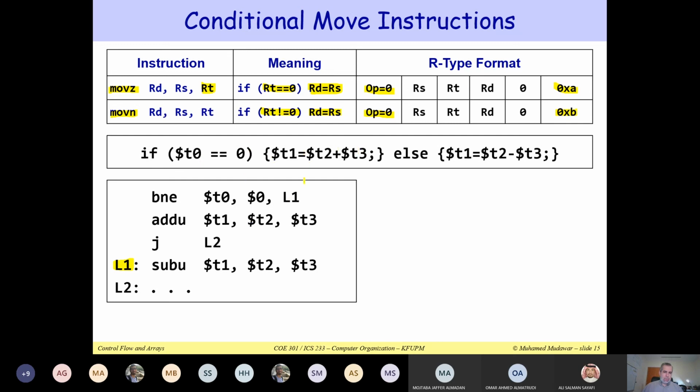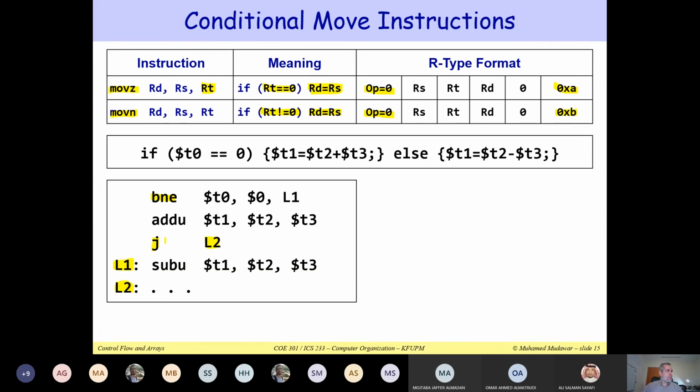We do the if part. So we add here T2 plus T3. We place the result in T1. But when we add, we also have to skip the else part because we don't really want to add and subtract at the same time. So this is why we jump here to L2. This is done after the addition so that we skip the else part and we jump outside the if statement after the else part.